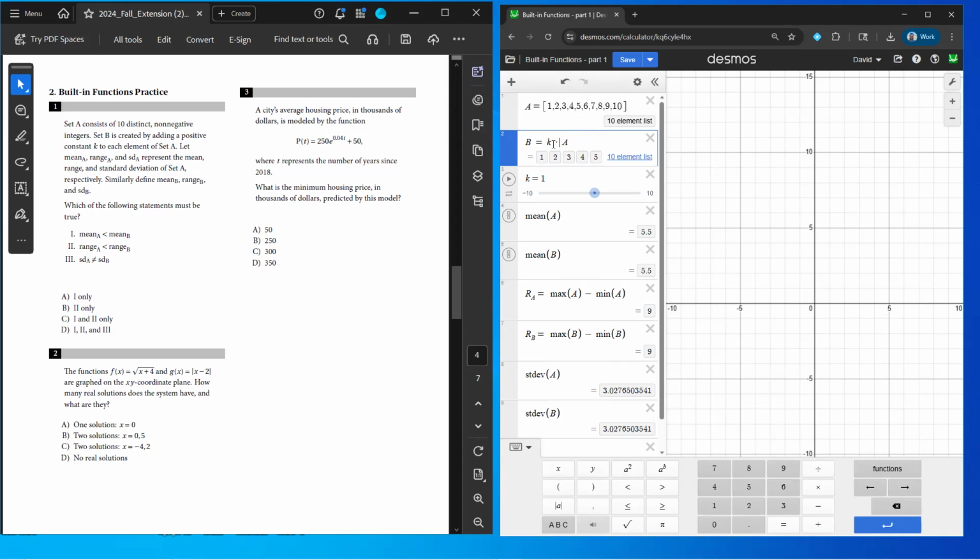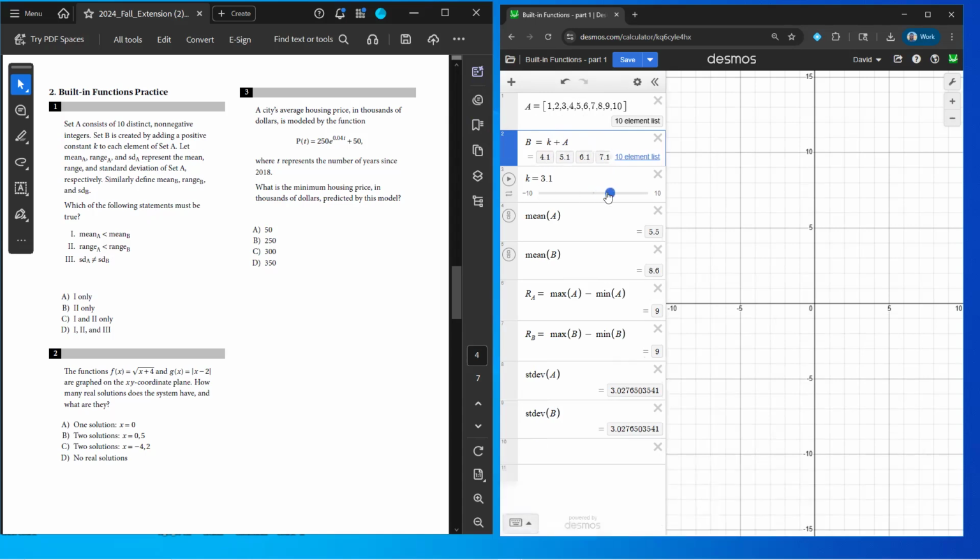So keep that in mind that if you ever need to do list operations, there are ways that have this done quickly on Desmos. All right, well, we don't know what number we're adding, so I'm just going to make it K be 3. Again, it can be negative, because it had to be a positive constant.